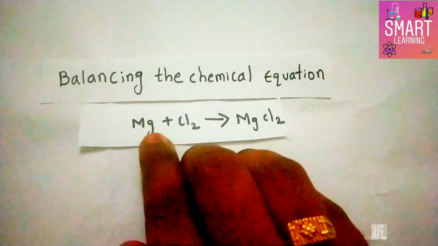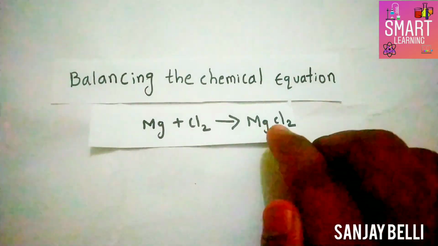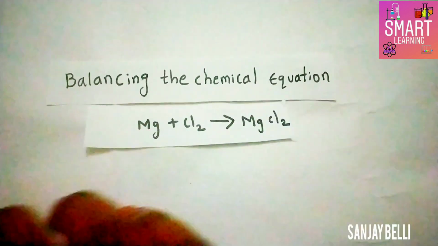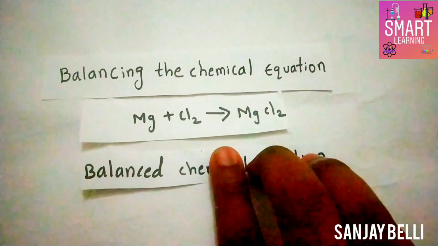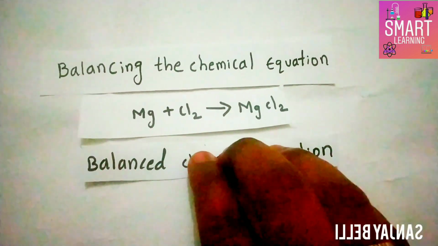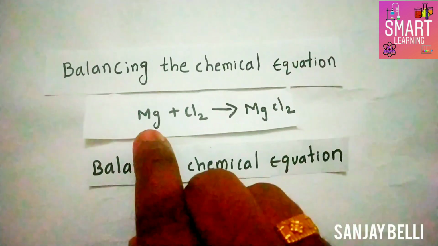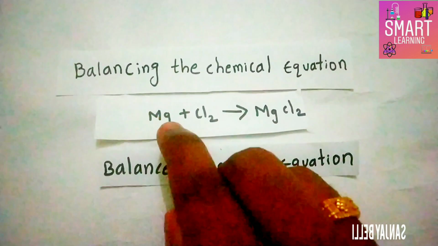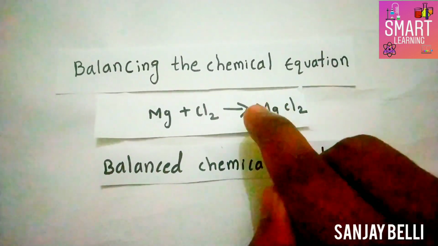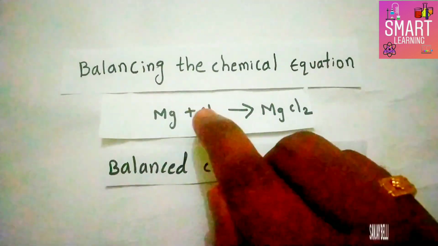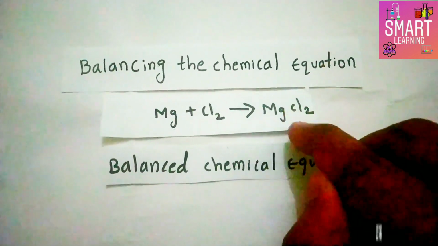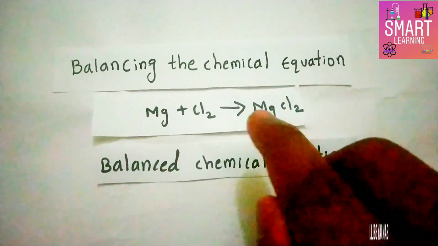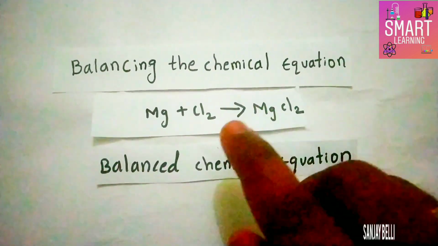Next example, Mg plus Cl2 gives rise to MgCl2. Here you can observe it is a balanced chemical equation. So we should not balance anything. Already it is a balanced chemical equation. Now you can see here Mg, that means 1 magnesium on reactant side, 1 magnesium on product side, 2 chlorine atoms on reactant side, 2 chlorine atoms on product side. So it is a balanced chemical equation.